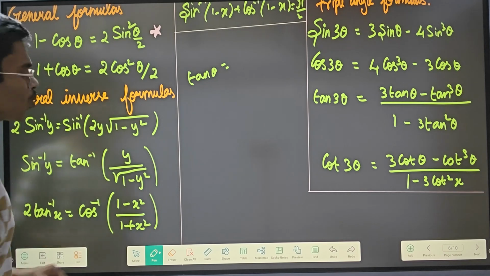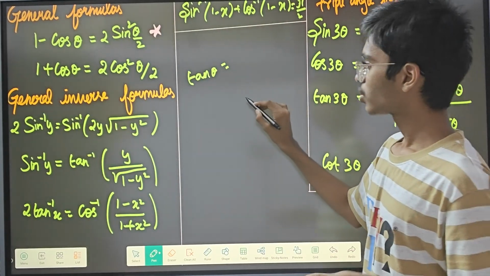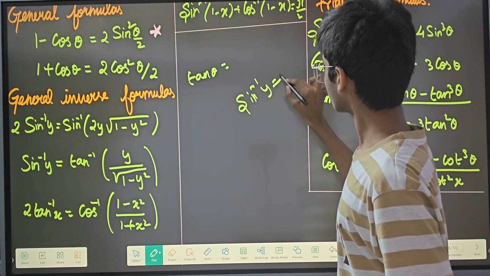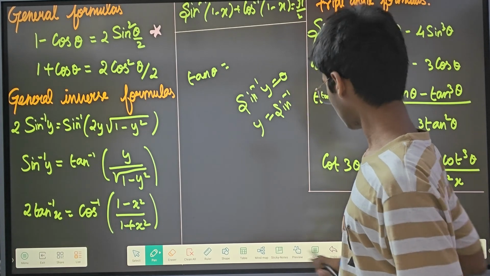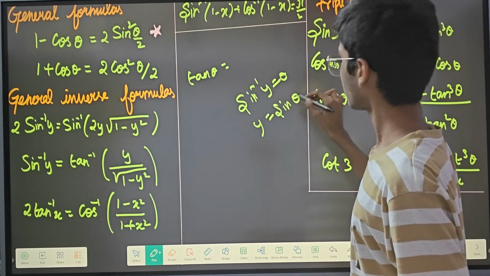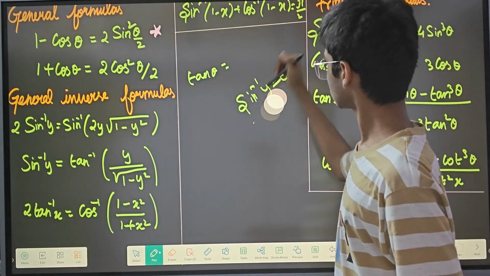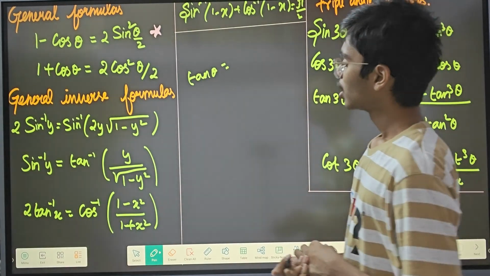And how are you going to know what is y? That can be a question. Okay, so sine inverse y is equal to theta. Then y is equal to sine theta. So y is equal to sine theta.